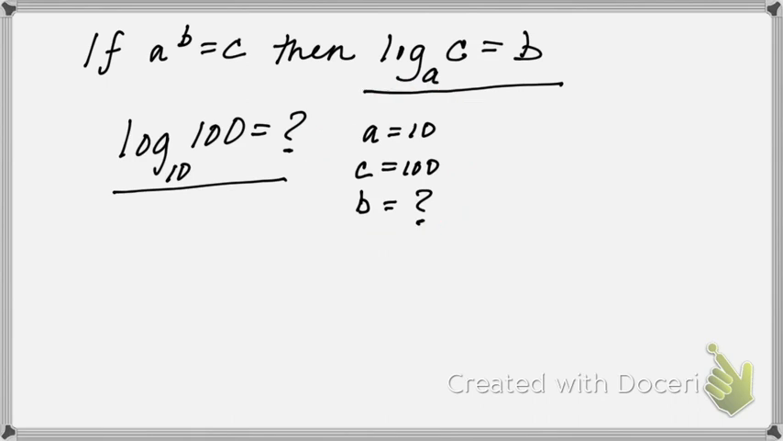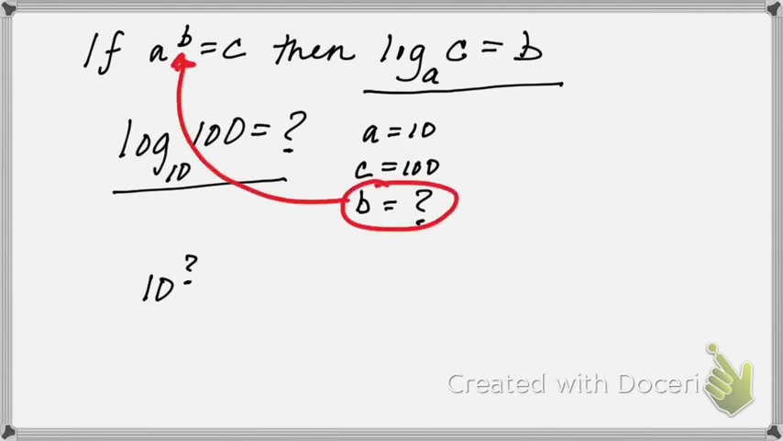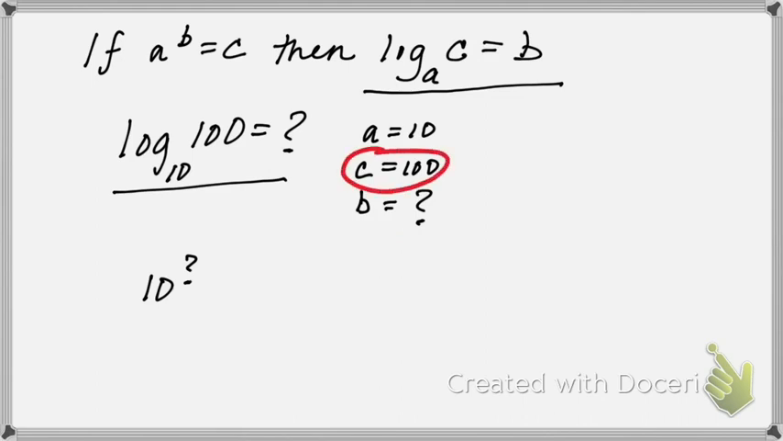So the A goes here, and I'm saying this A is going in that position. The B goes here. So I'm saying this B is going in that position. So you see I'm putting it in the exponent position. And the C is going in this position.